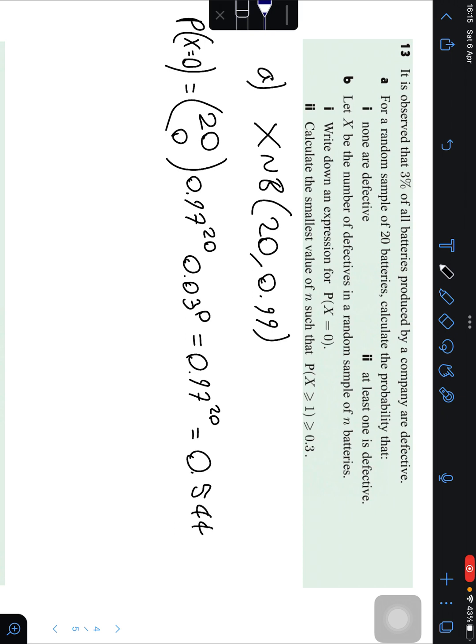So I get 0.544 to 3 d.p., all significant figures. Okay.